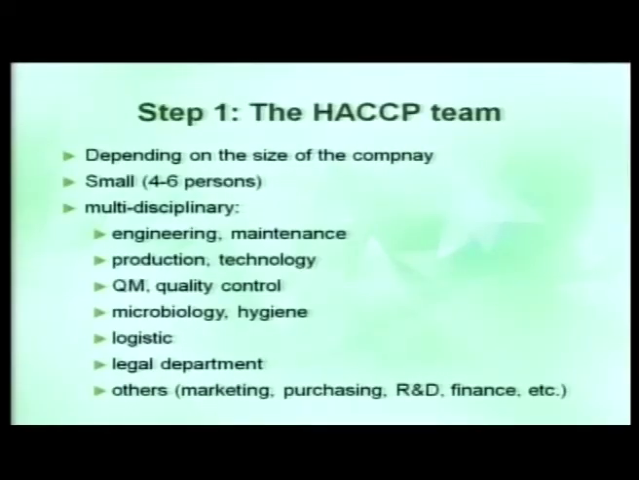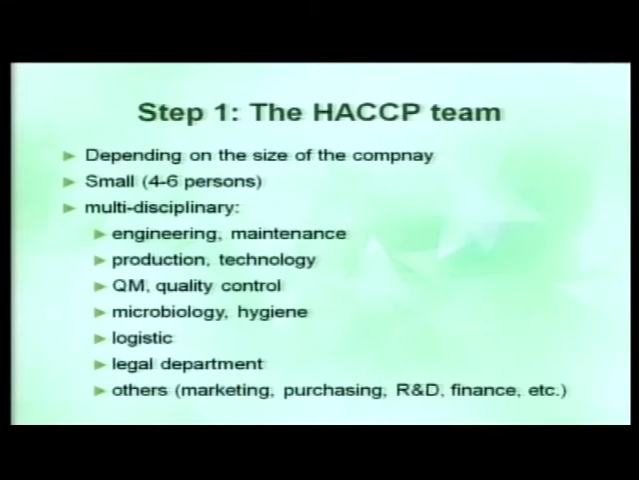Now we will understand in detail about each step, so that we can implement them in our industries. We can understand and we can go back and help the industries to implement it. Number 1 is the HACCP team. The size of the HACCP team depends upon the size of the organization. So it can be 4, it can be 6, it can be 2, it can be 3. There are no set defined limits.